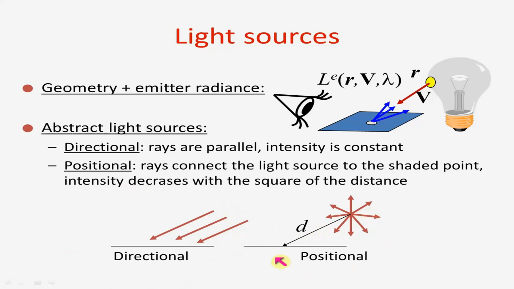The second model is for point light sources, where the illumination direction at a particular point is just the difference of the position vector of the light source and the position vector of this point. And the radiance decreases with the square of the distance in this case. Small light sources are again good examples for positional lights.